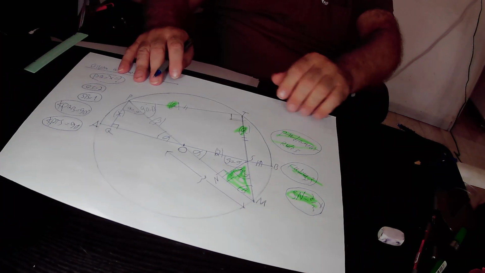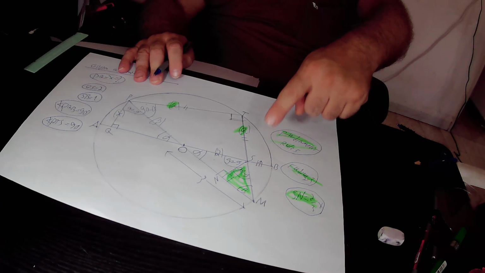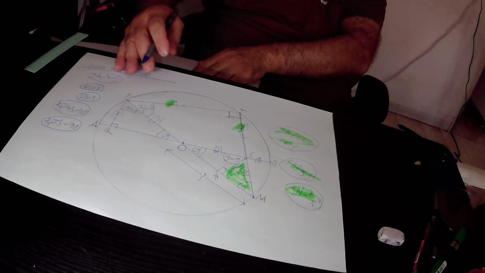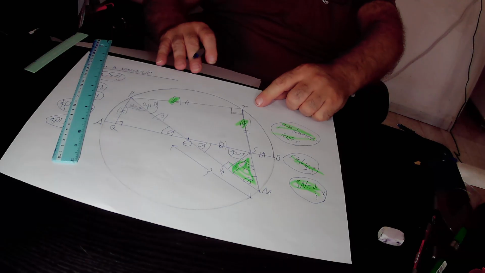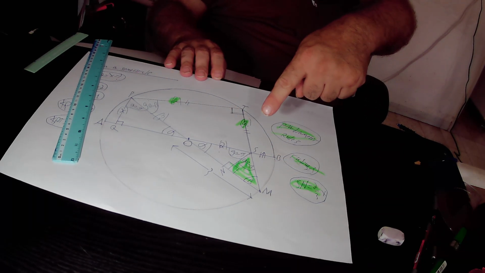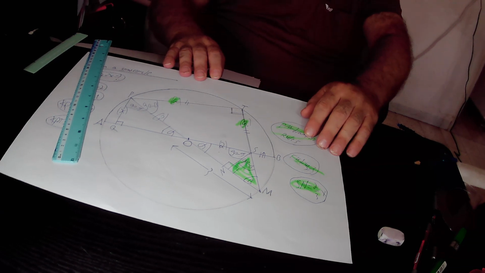The intersection point of chord AB with chord TM occurs at point S. So we can implement rule 15 here. According to rule 15, the following equation will be true: TS times SM equals AS times SB. So I write it down.